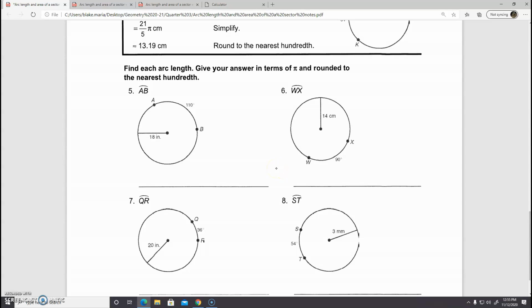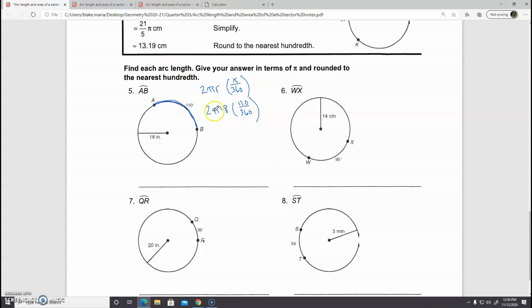So let's try a few. So we're here. They want to know from A to B, what's the length of this arc? We're going to use our formula. Again, when we think of length of arc, we think of circumference. So circumference is 2 pi r. And again, we don't want the entire circumference. We want a piece out of the total 360. All right, so we have 2 times pi times my radius, which is 18, and then 110 out of 360 is the piece that I'm looking at.